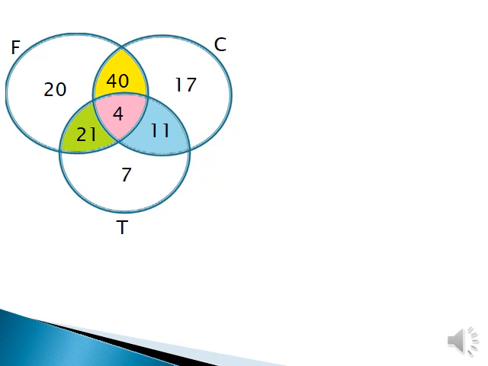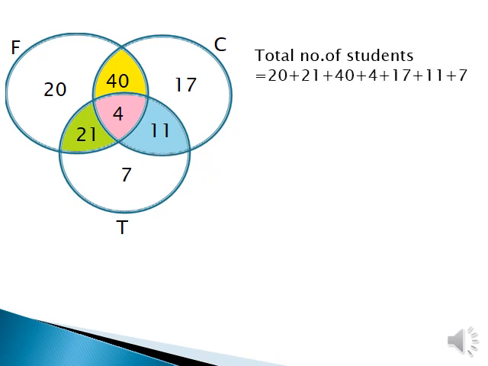Using this, now we'll find the total number of students in the class. For this, we have to add all the numbers, that is 20 plus 40 plus 4 plus 21 plus 7 plus 11 plus 17. We will get the total number of students. After adding this, we get 120. It means the total number of students in the class is 120.